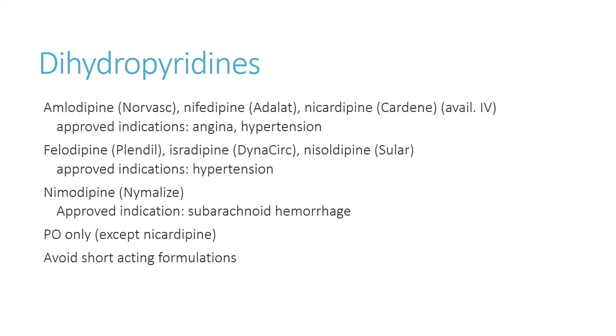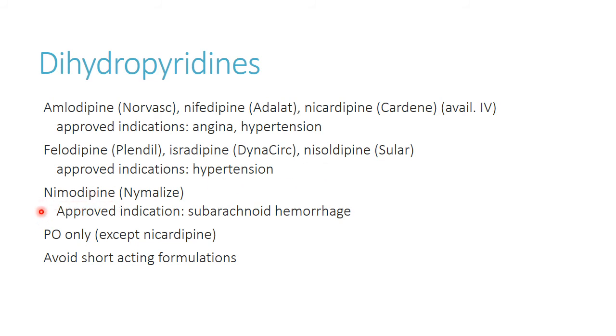Flipping over to the dihydropyridines, the DHPs, you're going to notice again a similar naming convention with these guys. So you have things like amlodipine or Norvasc or nifedipine, nicardipine. These mainly are going to be used for things like angina and hypertension. We'll talk more about angina later on, but hypertension is our main focus here today. You also have things like felodipine, isradipine, and isoldipine. Again, still used for hypertension.